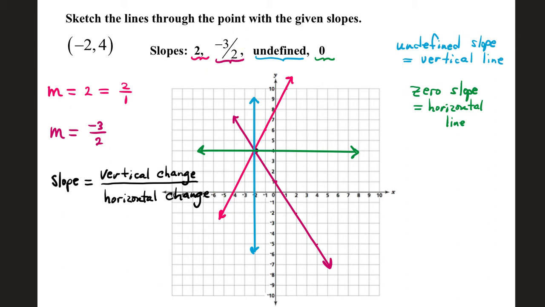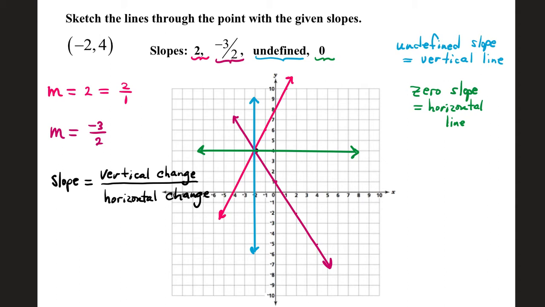The next slope we're given is -3/2. Going back to -2, 4, -3/2, the vertical change is down 3, the horizontal change is over 2. Plot that point, so you go from -2, 4, down 3, over 2, plot another point, connect those two, and you get this line.